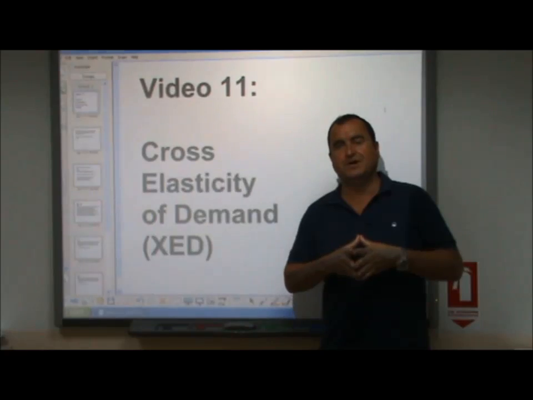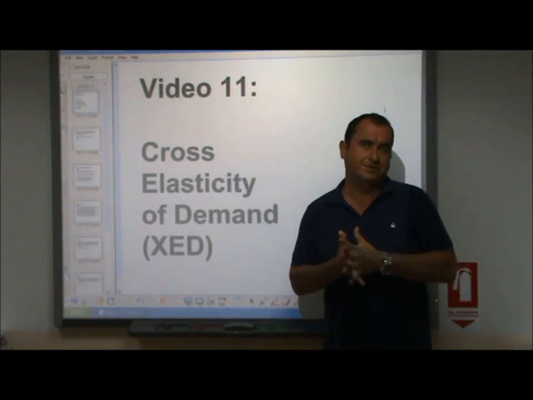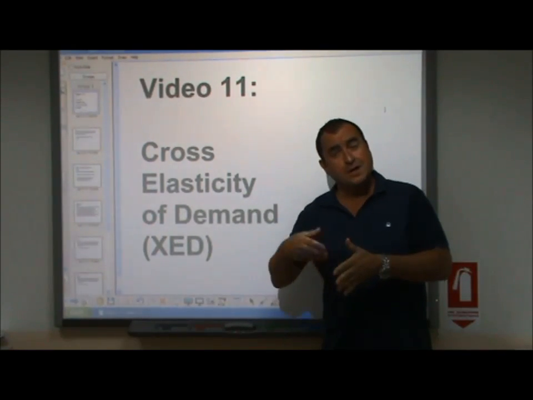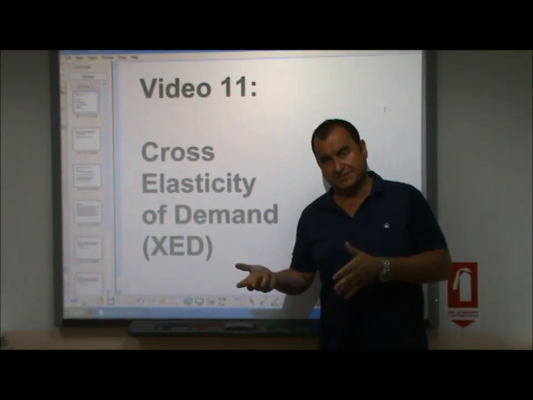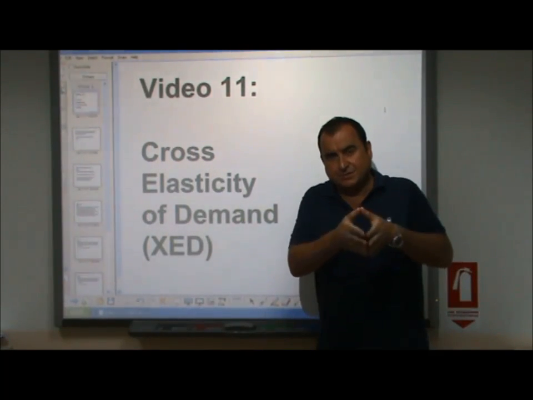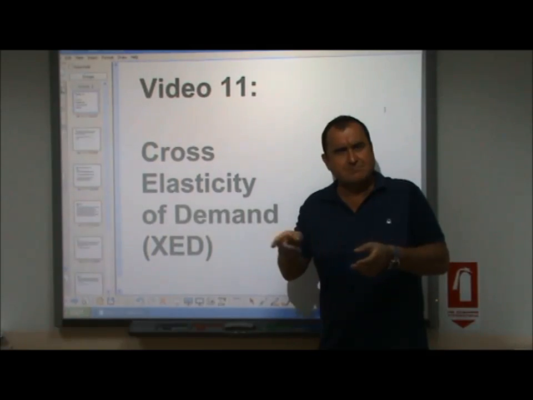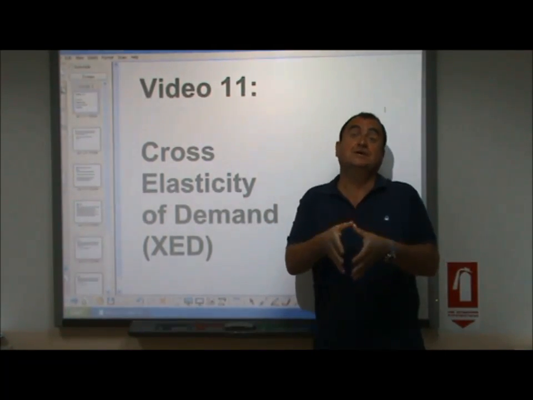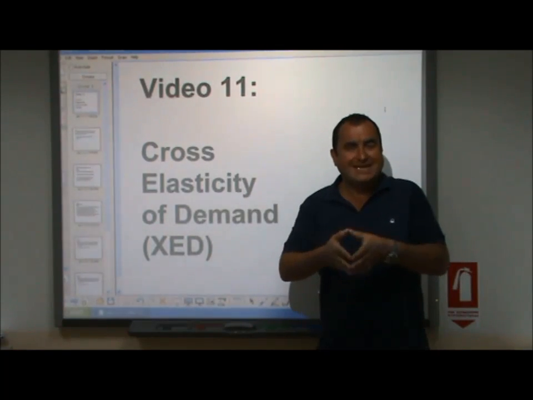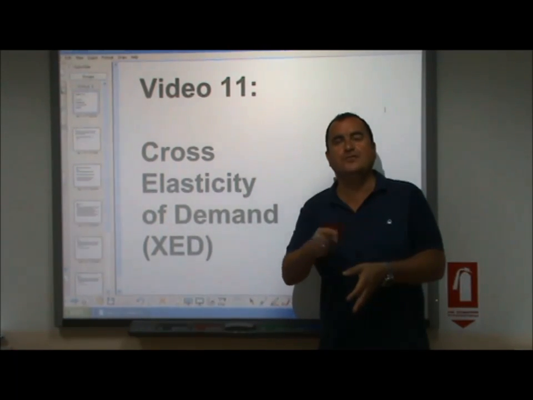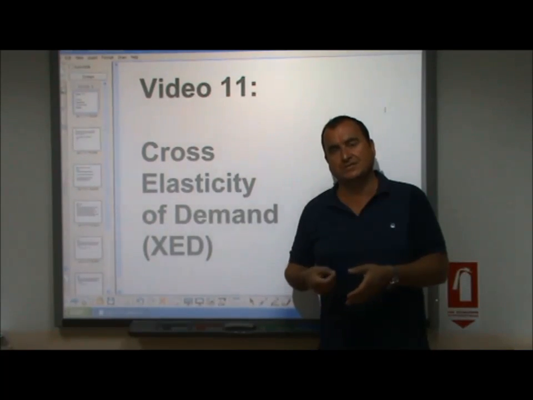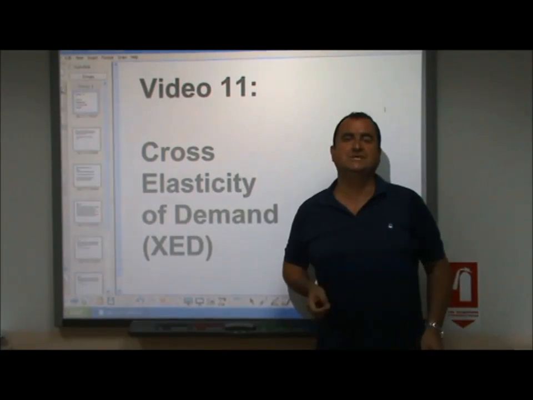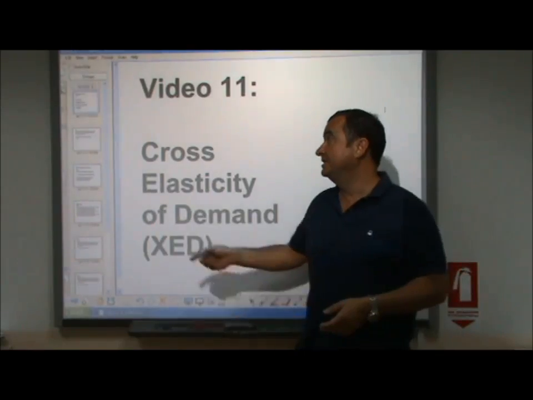Cross elasticity of demand measures the responsiveness of demand for a good when another good changes price. We ask what happens to this good's demand when some related good changes price. There's no change in price of the good that we're looking at, but its demand is affected when other goods around it change price. That's what cross elasticity of demand is all about.